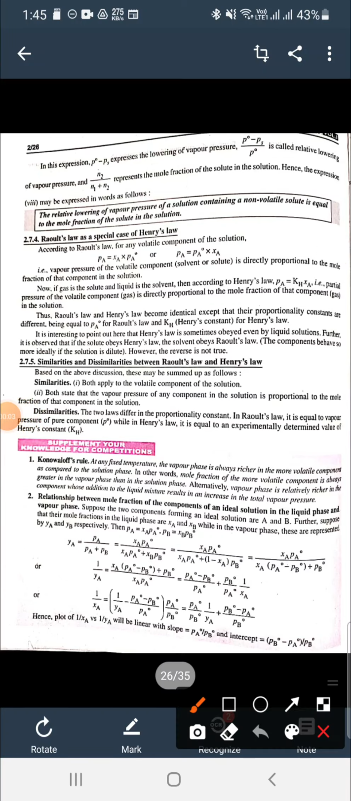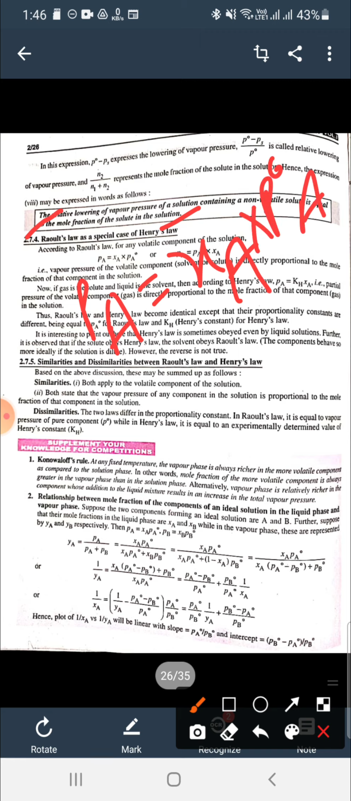Good morning, students. This is the topic from your previous lecture: Raoult's law as a special case of Henry's law. According to Raoult's law, the partial pressure of a component is equal to its mole fraction times the pressure of that component in the pure state. In Raoult's law we mainly use volatile components.